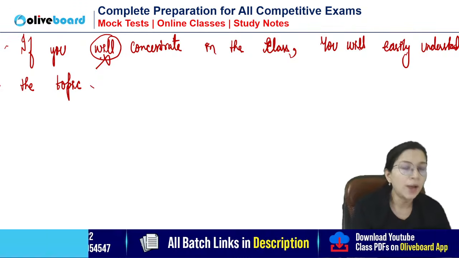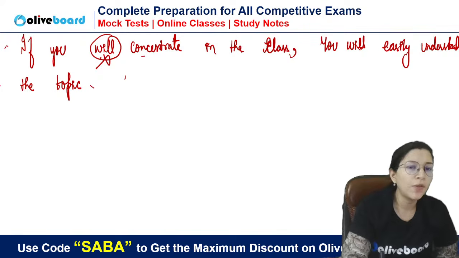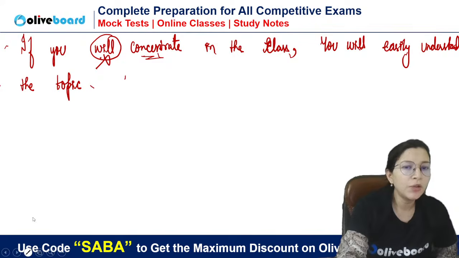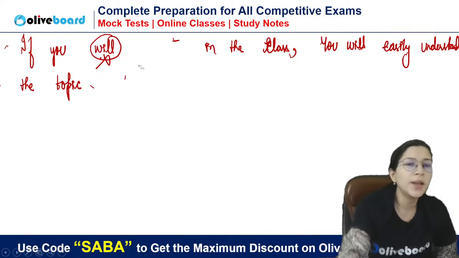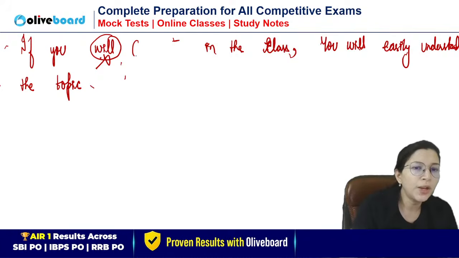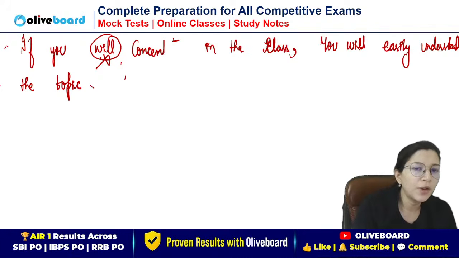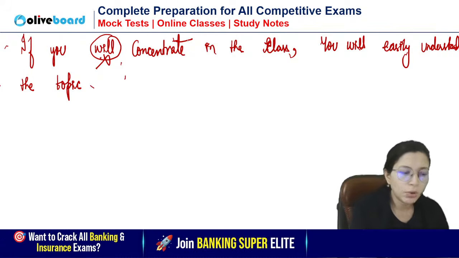Simply, if you concentrate in the class, you will easily understand the topic. Because future indefinite will be changed into present indefinite, that's it. In the subordinate clause, you can never use will or shall. Okay.